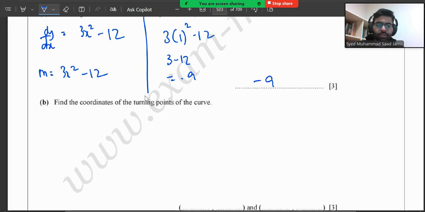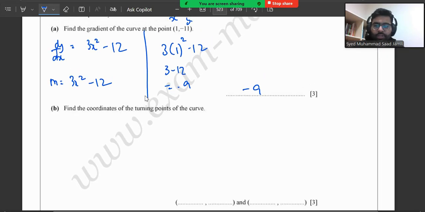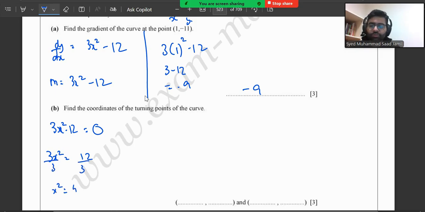Now second question, find the coordinates of the turning point of the curve. Turning point of the curve basically means the point at which the gradient is equal to 0. So it means 3x squared minus 12 is equal to 0. Let me write it well, otherwise some students will get confused. 3x squared is equal to 12. Divide both sides by 3. x squared is equal to 4. Take the square root of both sides. x is equal to plus minus 2.